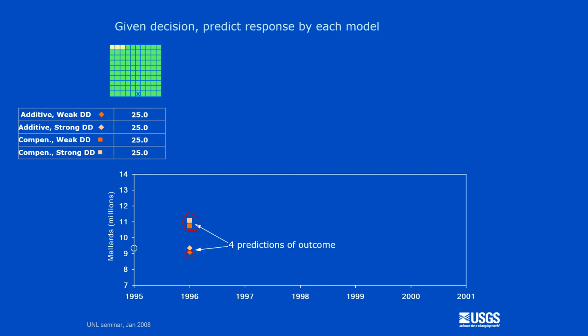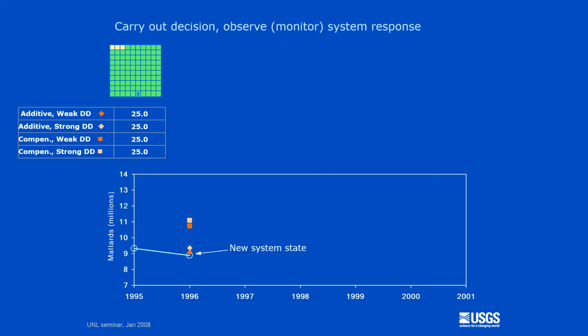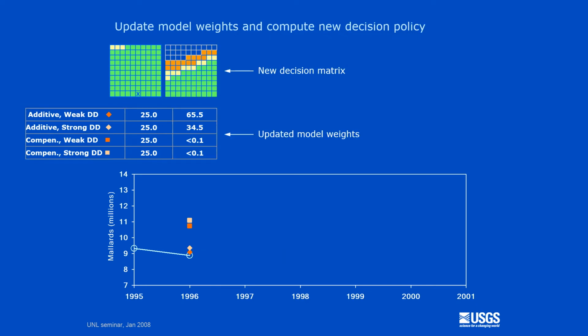So then you take a look at, all right, let's see what actually happened. And boom, that next year, the number of ducks in the system was predicted very well by the additive weak density dependence model. So, right off the bat, that should have made them start thinking, all right, maybe they're not as resilient as we thought. So then based on that information, you come up with new model weights.